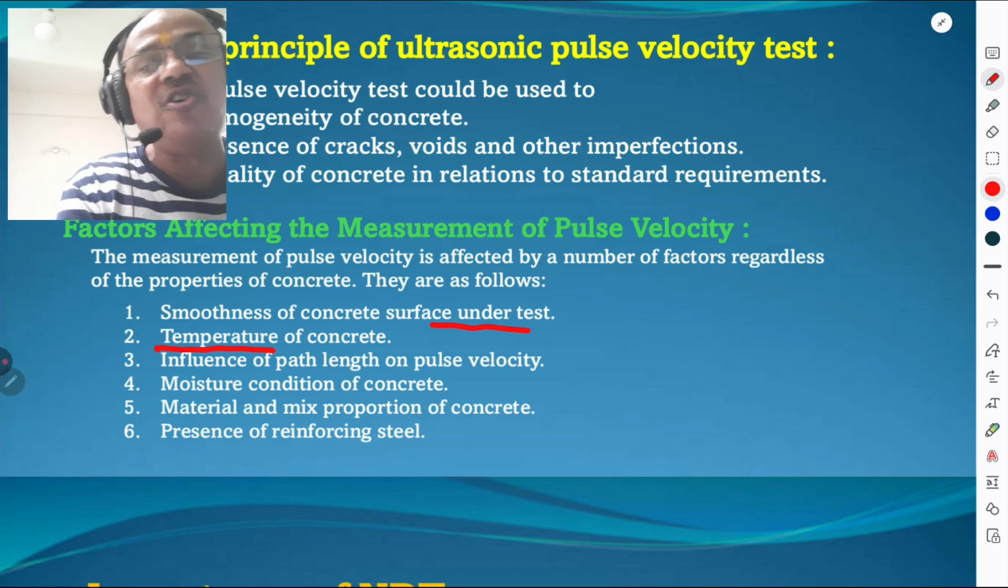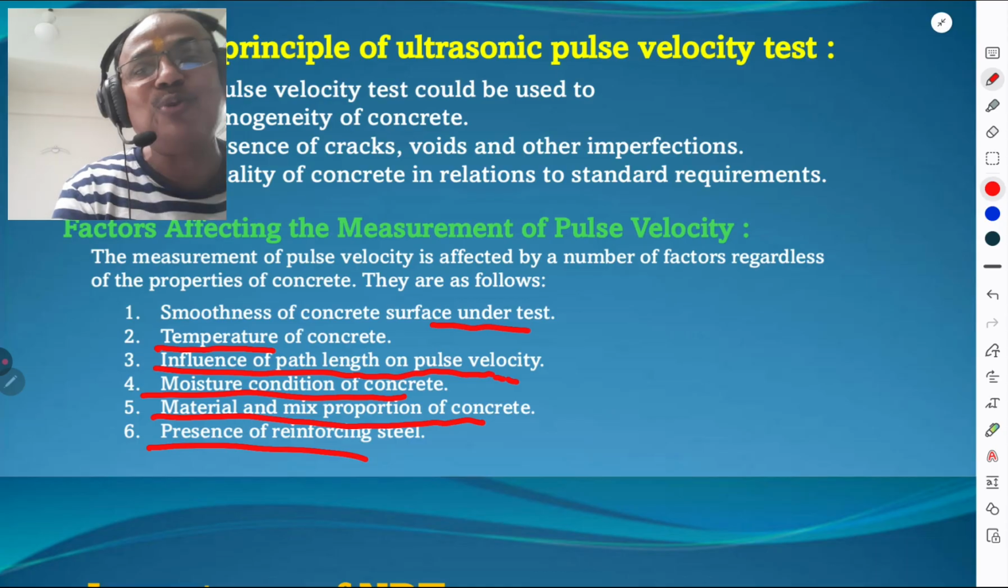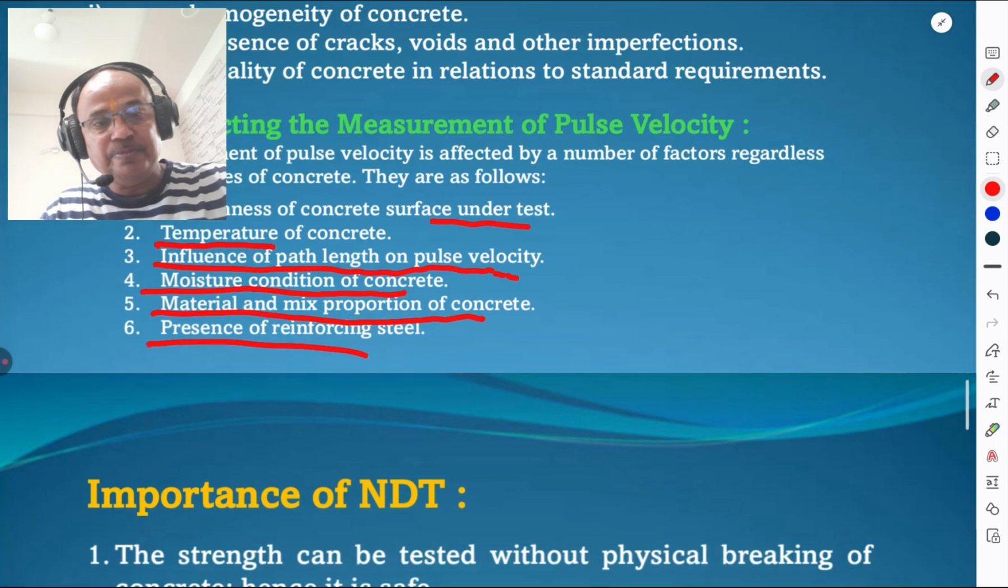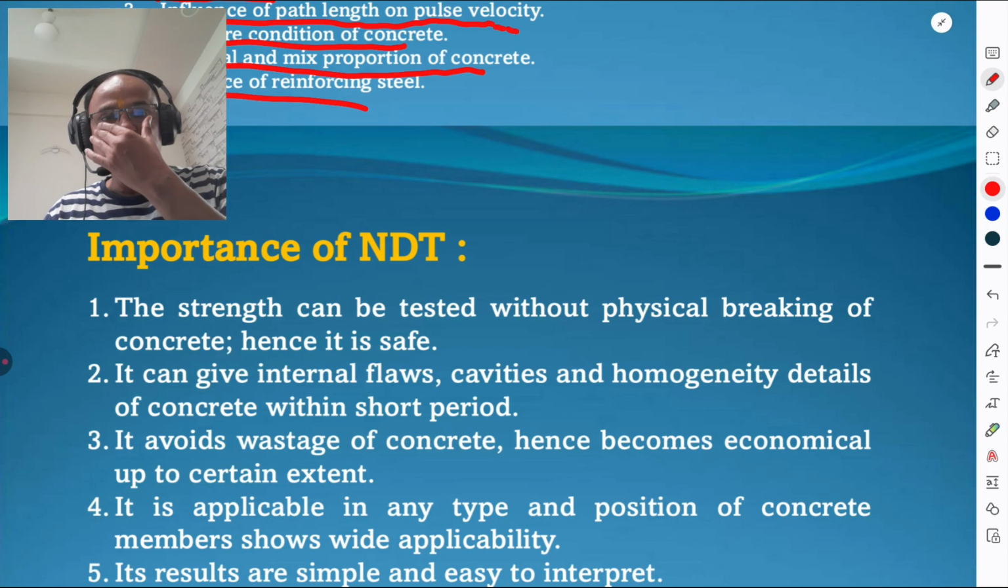Second is the temperature of concrete. Third is the influence of path length on pulse velocity. Moisture condition of concrete, material and mixed proportions of the concrete, presence of reinforcing steel also a major factor which affects the pulse velocity. Then importance of NDT. Such a question is asked in MPSC type of examinations.